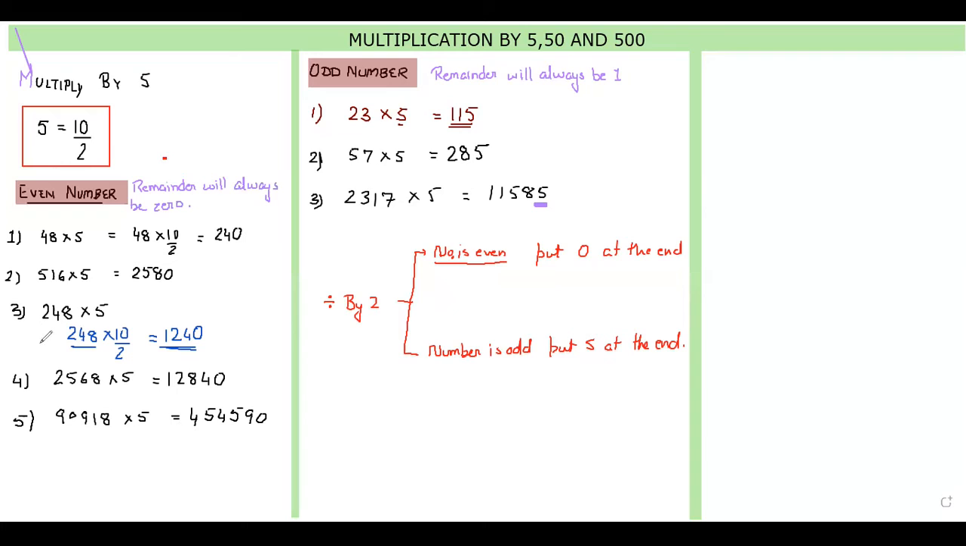I will take a few more examples. Let the number be 5765 and I have to multiply it by 5. What will I do? I will divide this number by 2. 5 divided by 2 is 2. 1 remaining, and 1 and 7 becomes 17. 17 divided by 2 is 8. Again 1 remains. 1 and 6 becomes 16. Divided by 2 is 8. 5 divided by 2 is 2. Remainder is 1. So put a 5 at the end.